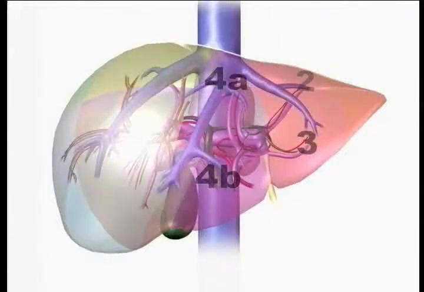Recall that the left liver is split in the plane of the left hepatic vein into an anterior and posterior sector. The left anterior sector is composed of segments 3 and 4, while the left posterior sector is composed of segment 2, the only sector composed of a single segment.